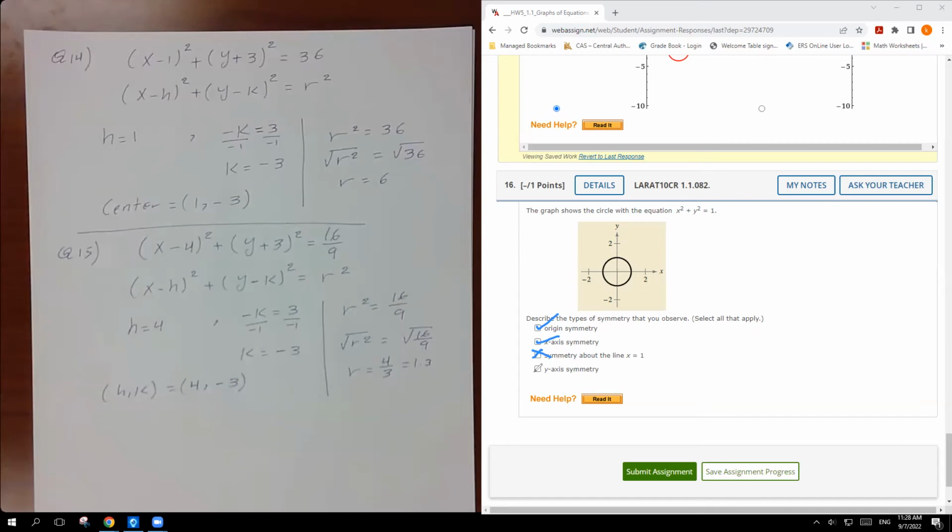The last one says symmetry over the y-axis. Yes, because this side is similar to this side over the y-axis. That's why it's symmetry over the y-axis. That's it for this question.